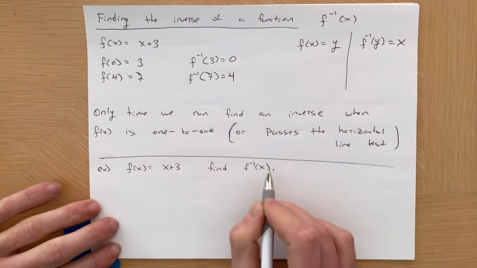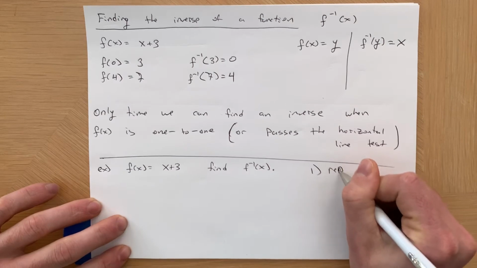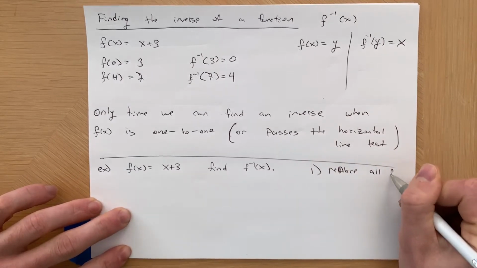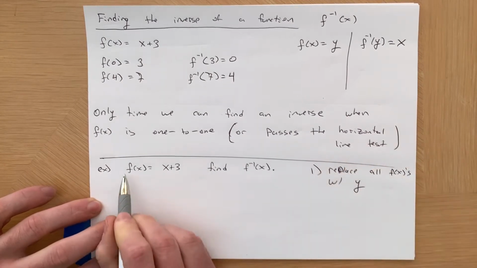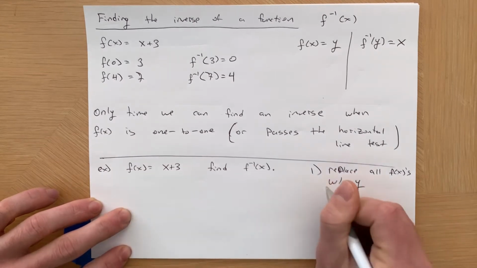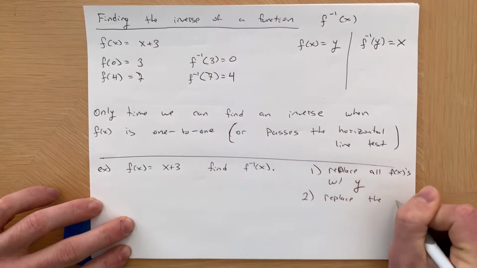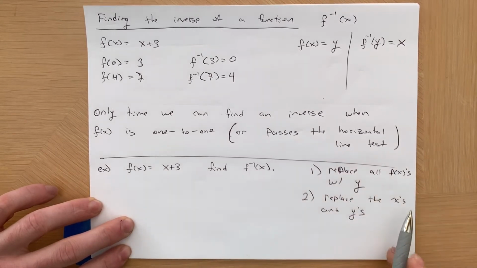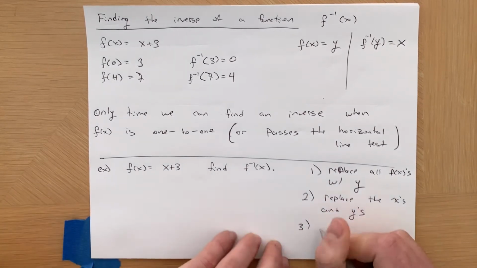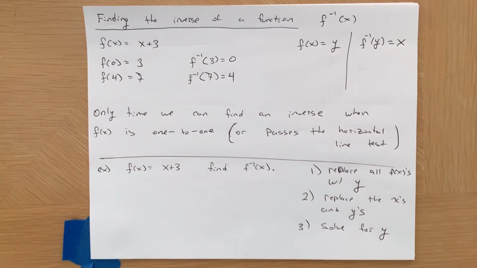So to find f inverse of x, there's a series of steps. The first is we're going to replace all f of x's with y's. Meaning, if we see an f of x, we're just going to write a y. The second step is going to be to replace the x's and y's, which basically just means if we see an x, we write a y, and if we see a y, we write an x. And the third is going to be then solve for y.